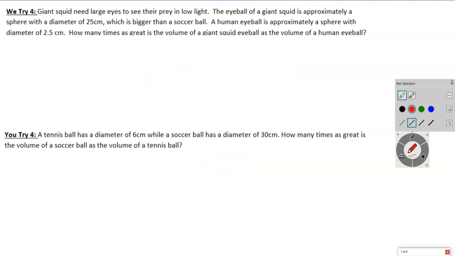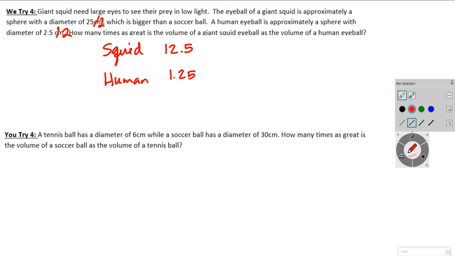So similarly on this one, it says giant squid needs large eyes to see the prey in the low light. The eyeball of a squid is approximately a sphere with a diameter, again, of 25 centimeters. So again, we're going to divide this by 2. So our squid radius is going to be what? 12.5. And then it talks about the human eyeball is approximately a sphere with a diameter of 2.5 centimeters. So the human has an eye. Again, we're going to divide that by 2.